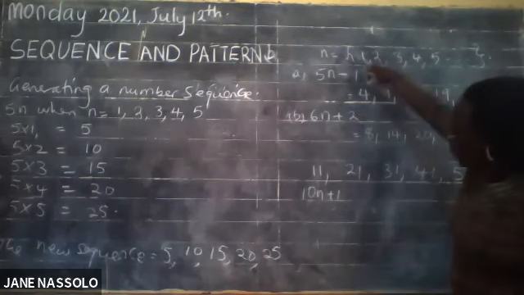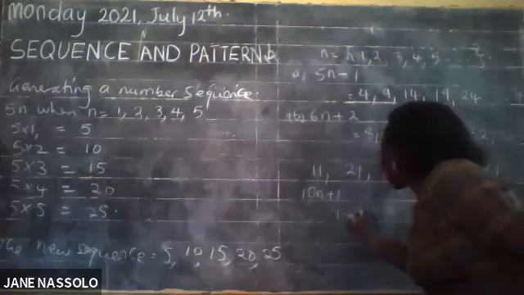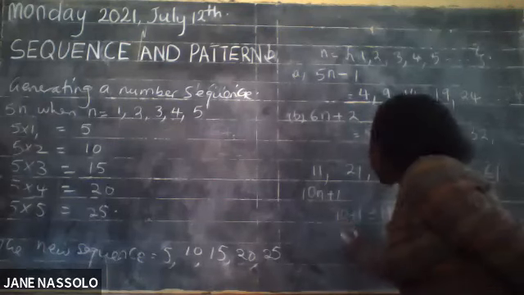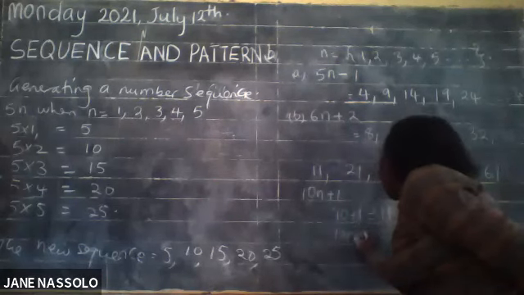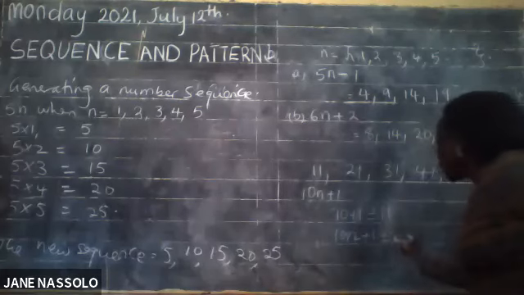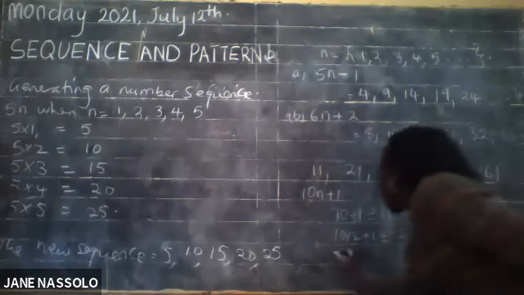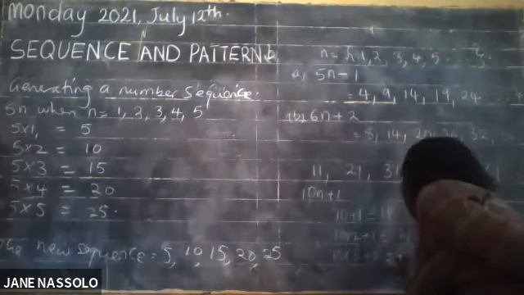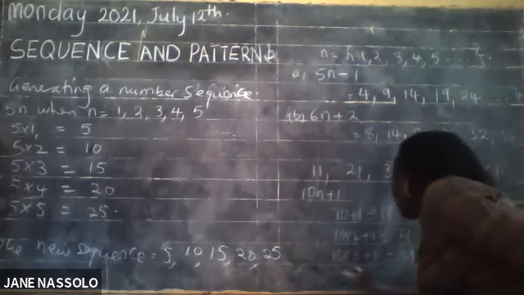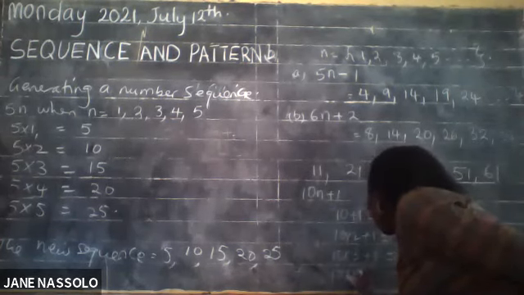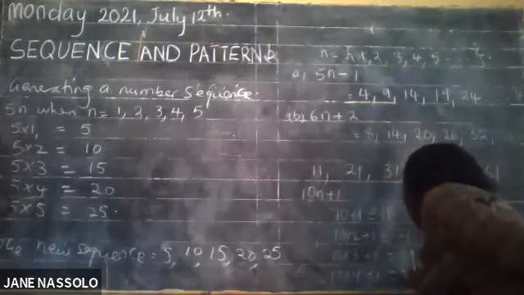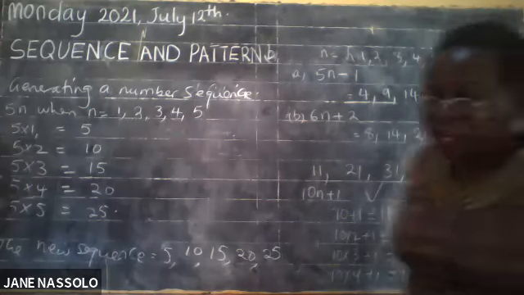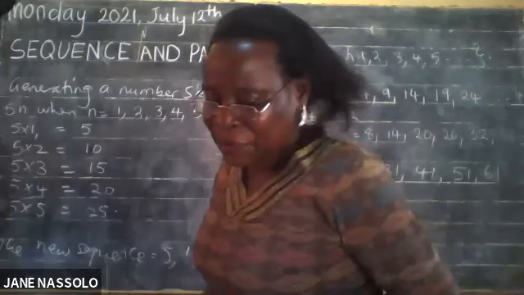If n is 1, then this will give us 10 plus 1, which is equivalent to 11. If n is 2, we shall have 10 times 2 plus 1, which will give us 21. If n is 3, we shall get 10 times 3 plus 1, that is 31. If n is 4, we shall get 10 times 4 plus 1, which is equivalent to 41, and so on. Thank you very much, the person who has given us the sequence.